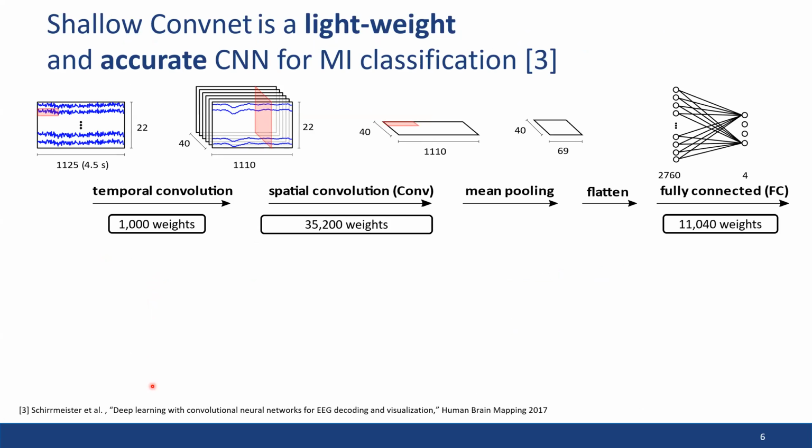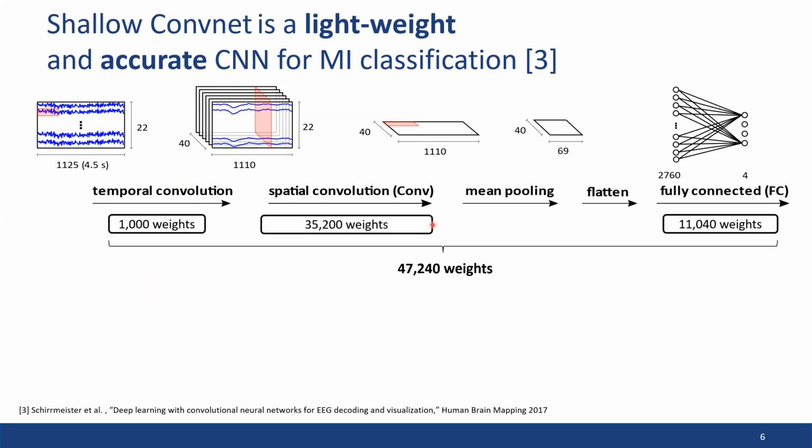So one model we could have a look at is the shallow ConvNet. This is a really lightweight convolutional neural network with basically 3 layers. So we have the temporal convolution, the spatial convolution, and in the end, the fully connected layer.